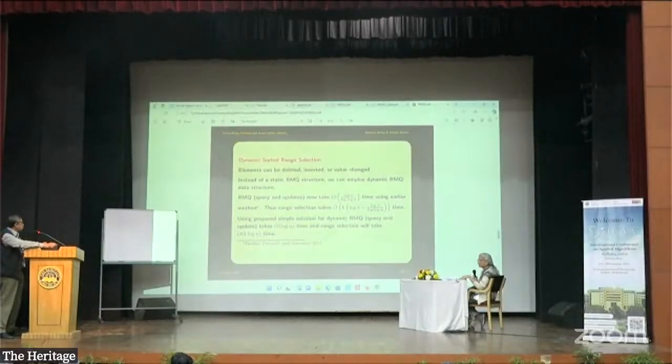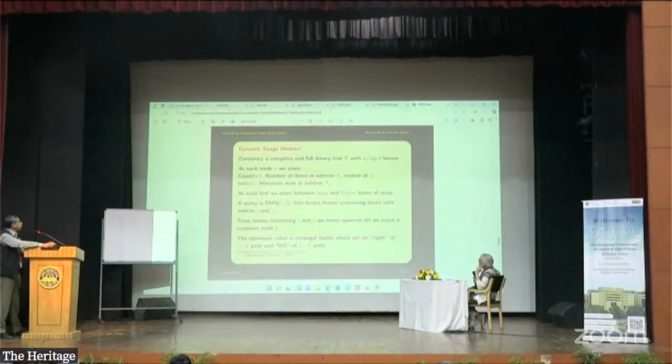We also propose a very simple solution for dynamic range minima query and update, which takes log n time, and range selection will take order k log n time. Let me take 1 minute to describe that algorithm, as much as I can, and then I'll stop after 1 minute.